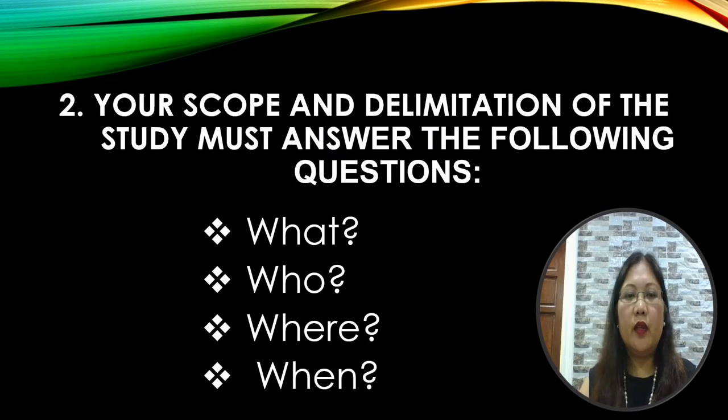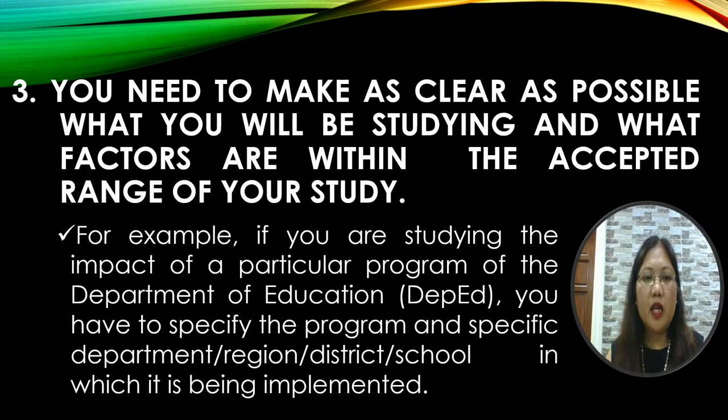Tip number 2. Your scope and delimitation of the study must answer the following questions: what, who, where, and when? Tip number 3. You need to make as clear as possible what you will be studying and what factors are within the accepted range of your study. For example, if you are studying the impact of a particular program of the Department of Education or DepEd, you have to specify the program and the specific department or region or district or school in which it is being implemented.